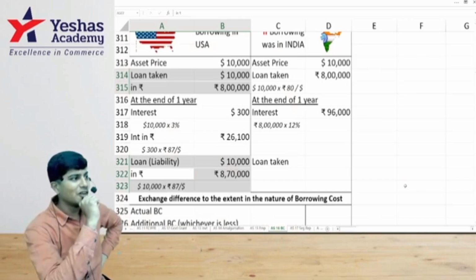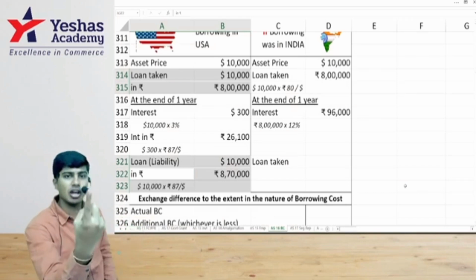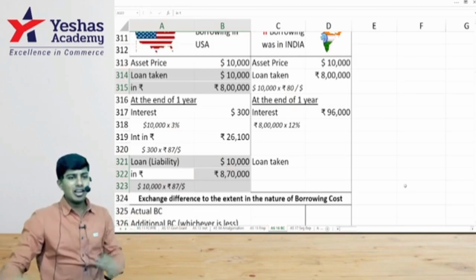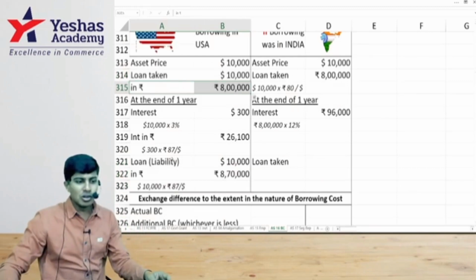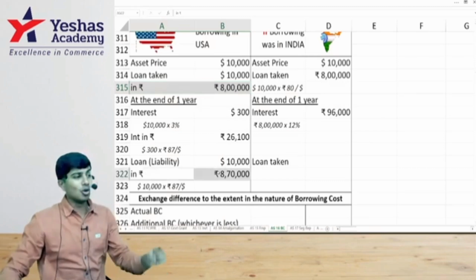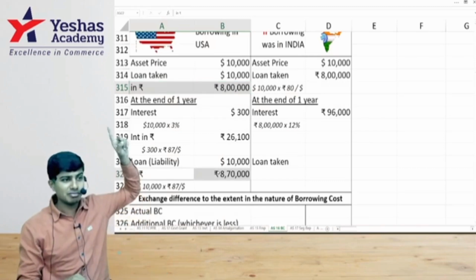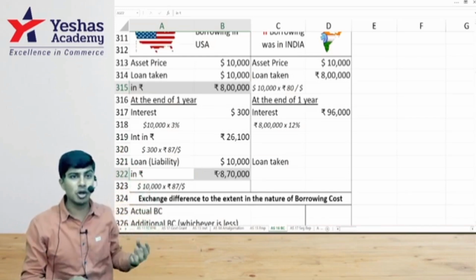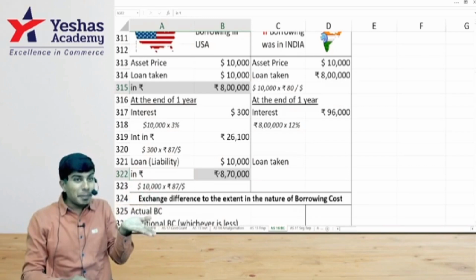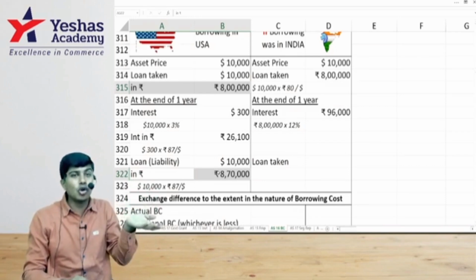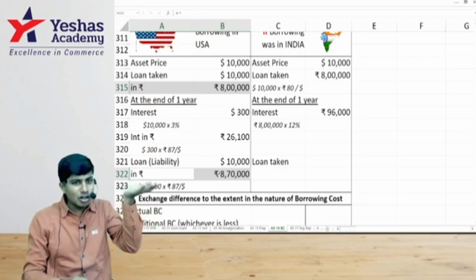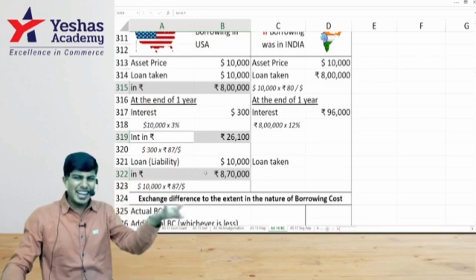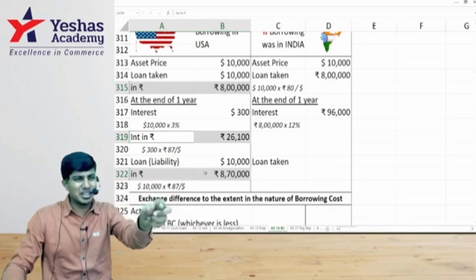How much is it now? If you have to repay the loan, for each dollar you have to put 87 rupees out of your pocket. So the loan has become 8 lakh 70,000. The loan was 8 lakh in the beginning of the year, and it has increased to 8 lakh 70,000. The same $10,000 has now become 8 lakh 70,000 rupees. Did my principal, liability or loan amount increase by 70,000? Yes. Take this 70,000 and add it to this 26,100. It is 96,100. That 100 is a rounding off difference.